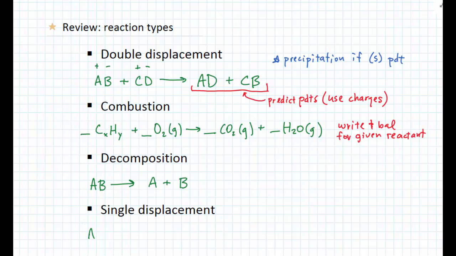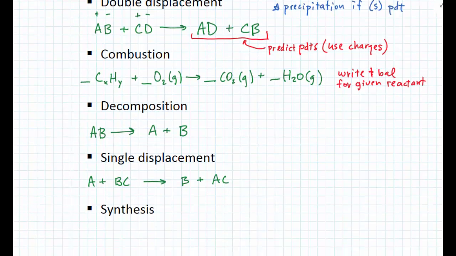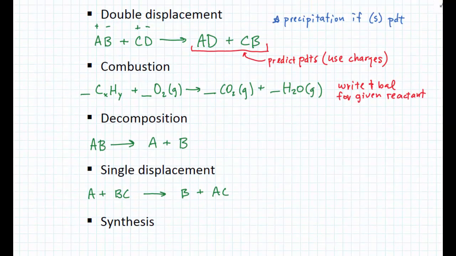An example single displacement might be something like this, because here's an element and a compound. And if B was our new element, what would the other compound be? It would be AC. But just being able to recognize single displacement, recognize the difference between single and double displacement, for instance, would be helpful. The simplest synthesis there is would be just like A plus B making one compound.